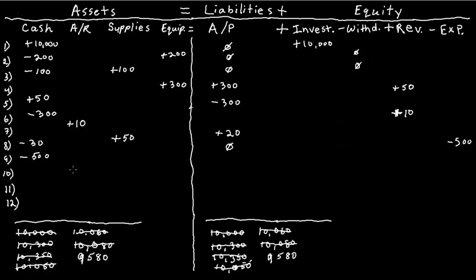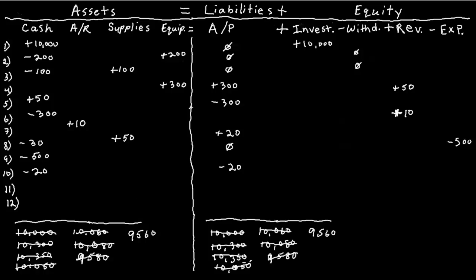Number 10. So let's make a payment on accounts payable for $20, which is this $20 that we had from the purchase of supplies that we still owed. So our cash goes down by 20 because we're paying it now, and our account payable also goes down because we no longer owe it. And the net effect is subtracting 20 from this 9,580, so that's 9,560 here and 9,560 over here. So we'll cross that out.